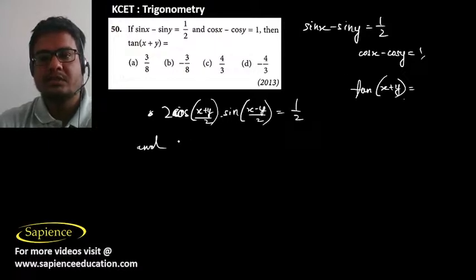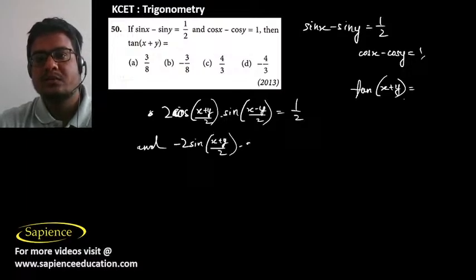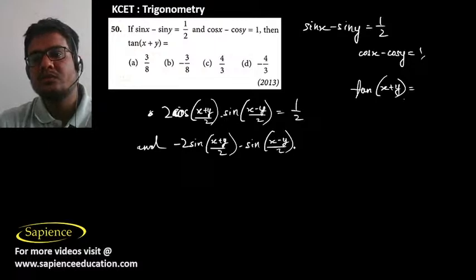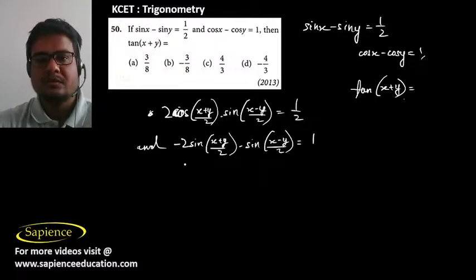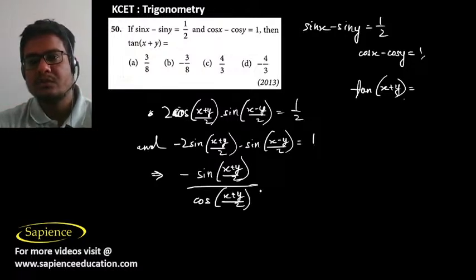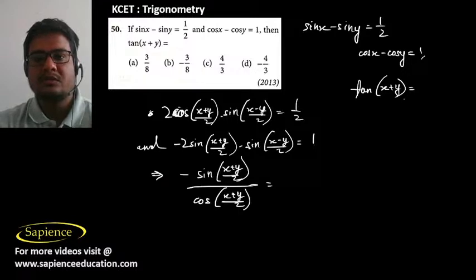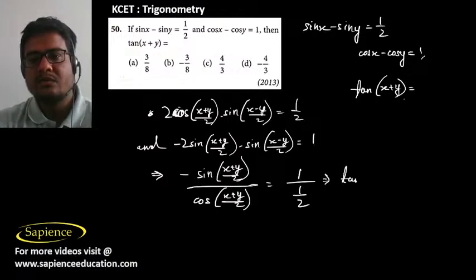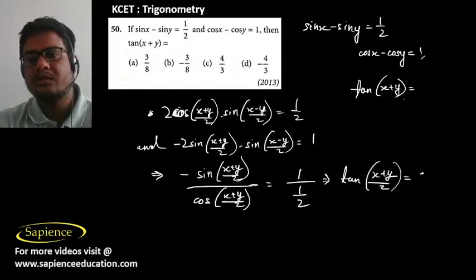And from here we can see that cos C minus cos D is minus 2 sine of C plus D by 2 into sine of C minus D by 2. So minus 2 sine of x plus y by 2 into sine of x minus y by 2 is equal to 1. Therefore if we take the ratio of these two, the common terms will get cancelled, and minus sine of x plus y by 2 by cos of x plus y by 2 will be equal to 1 by 1 by 2, so this is equal to 2. It means that tan of x plus y by 2 is coming equal to minus 2.